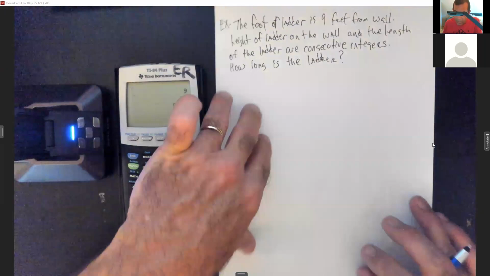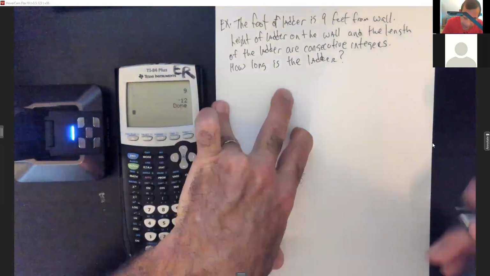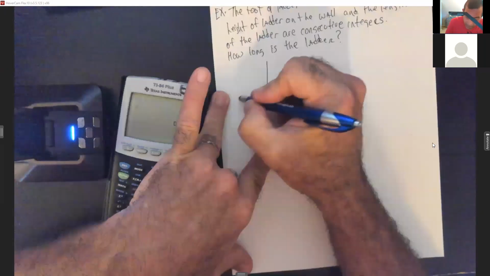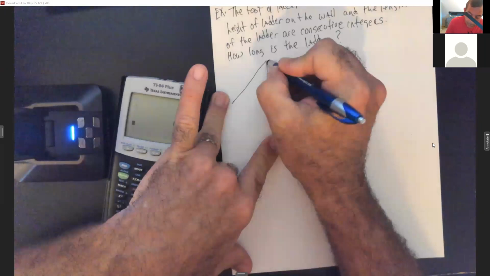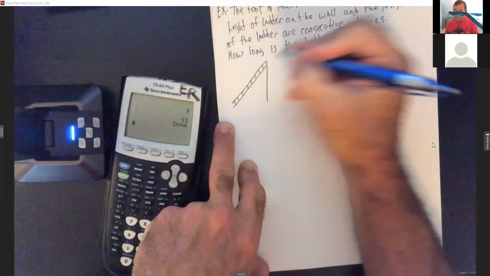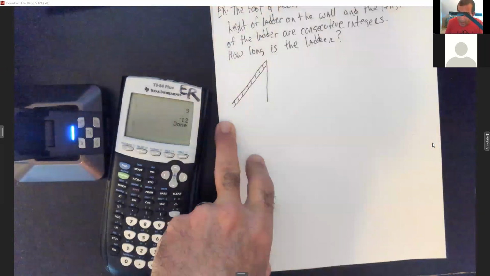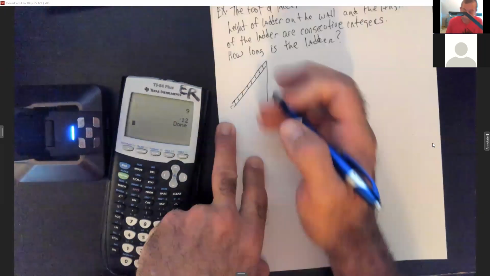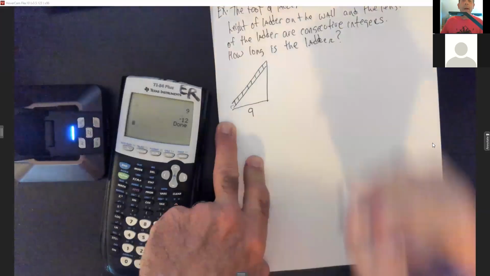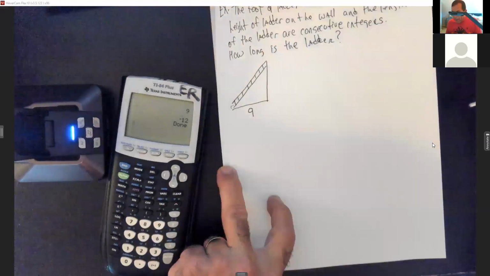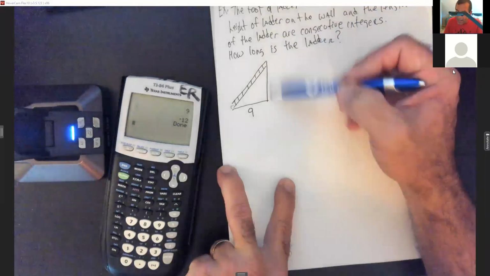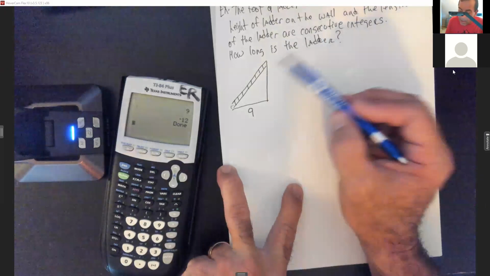All right, so it looks like another drawing. We got a ladder leaning on a wall. So let's see, I got me a wall here. I've got my ladder leaning on it. Now I know the foot of the ladder here is 9 feet from the wall. So we know this distance here is going to be 9 feet. Now, the only other thing it tells me is that the height the ladder is on the wall, this height, and the length of the ladder are consecutive integers.